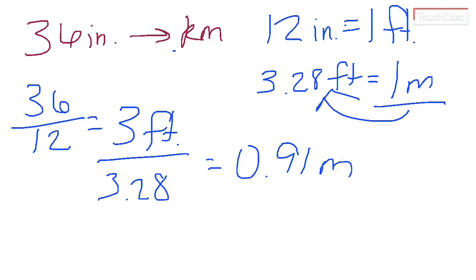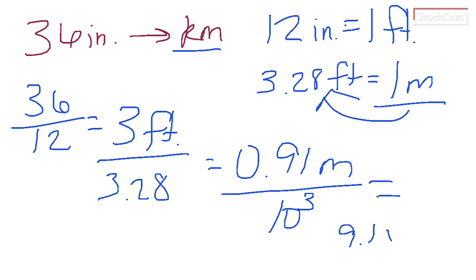We're almost done. We need to go to kilometers, and as we learned, kilometers is 10 to the 3rd, and so we can just divide by 10 to the 3rd, which is the same as just moving the decimal place over 3 spots. And so what you should get is 9.1 times 10 to the negative 4th.